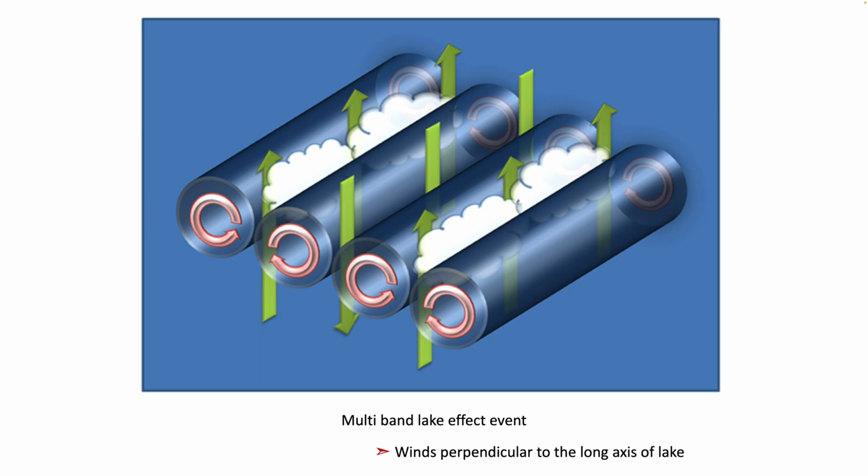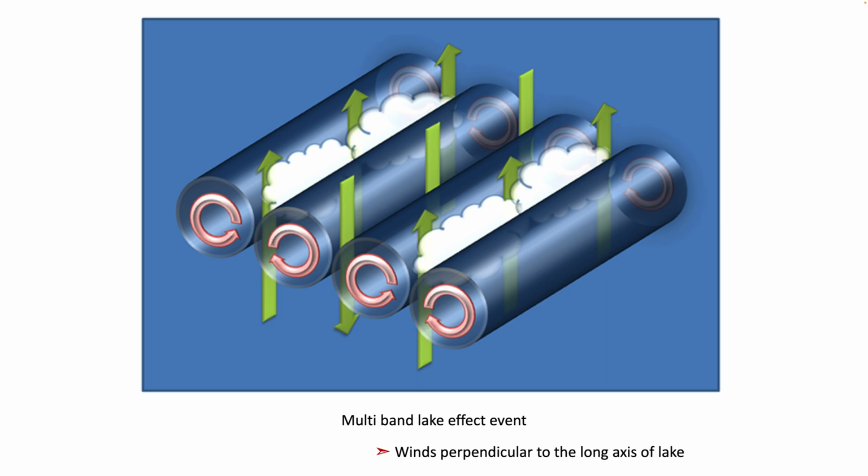So think about Lake Erie, where on the western end we have Toledo, and on the eastern end you have Buffalo. If you just drew a line that connected Toledo and Buffalo across Lake Erie, that's the long axis of Lake Erie. We get multi-band lake effect off Lake Erie when the winds are out of the northwest and they're perpendicular to that long axis of the lake. So this is typically when we see this kind of lake effect.